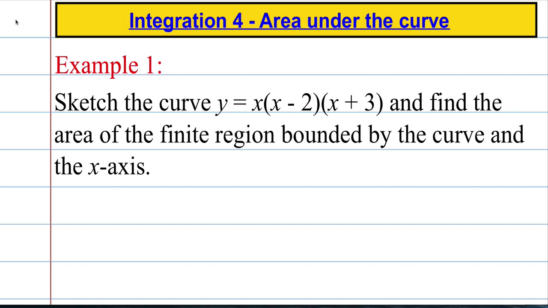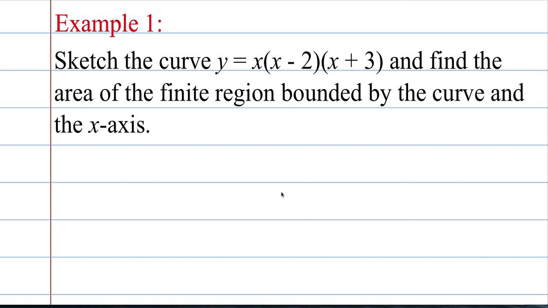We're asked to sketch the curve y equals x times (x minus 2) times (x plus 3) and find the area of the finite region bounded by the curve and the x-axis. Sounds very complicated. Let's start by sketching the function. So I'm going to have my x and y axis like so, and the next thing I want to do is take a look at the function y equals f of x.